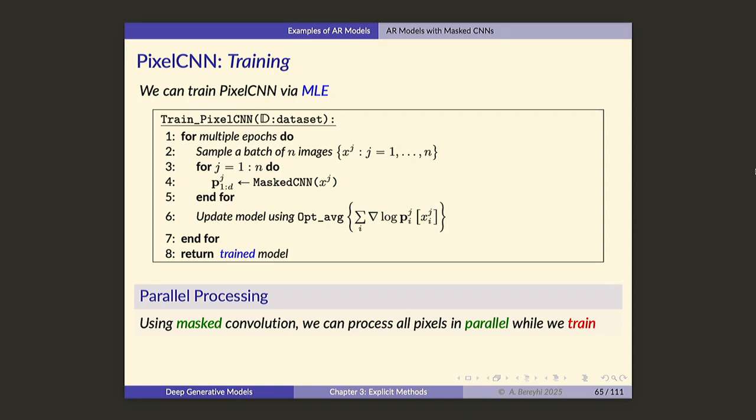Questions? Everybody's cool about the training? Now, if I do the training like this, how should I generate one image? So I give you the weights of the masked CNN. How can you use that masked CNN now to generate one image for me?